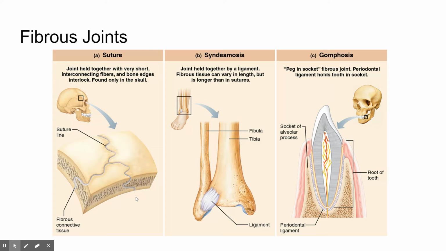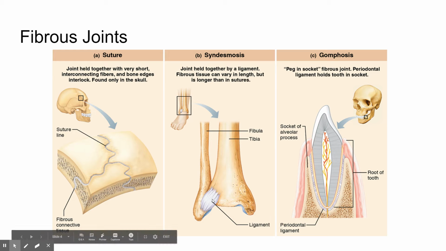These joints have no joint cavity. They are mostly immovable types of joints. And there are three types of fibrous joints. There are sutures. These are found in the skull, of course. There are syndesmoses or syndesmosis. And these are joints held together exclusively by ligaments. And so you see the joint between the two lower leg bones here, the fibula and the tibia.